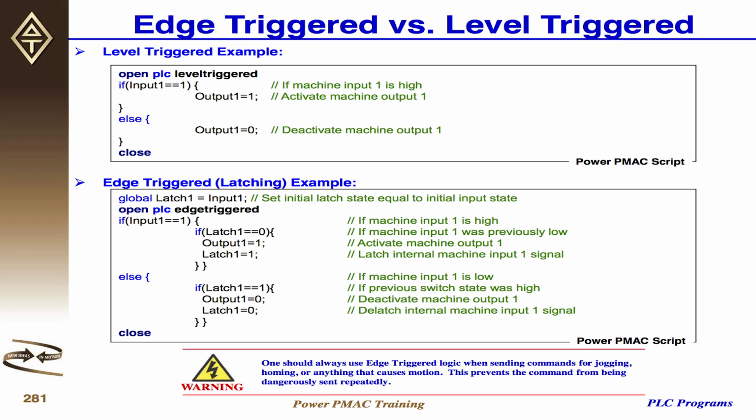So here we're doing some action, and then we're latching the value of the latch to the same value of the input. So input 1 is 1, latch 1 is 1. If input 1 is 0 in the else branch, but it was high, it means you've seen a transition from high to low, and you want to do some action and then latch low. So that way PMAC is always aware of transitions in state.